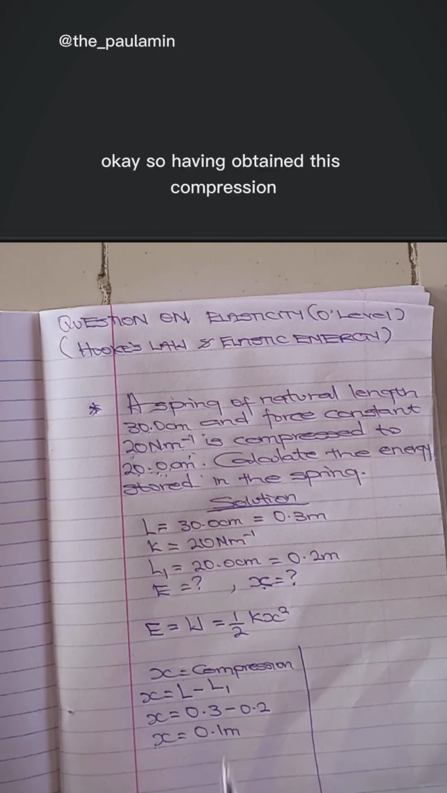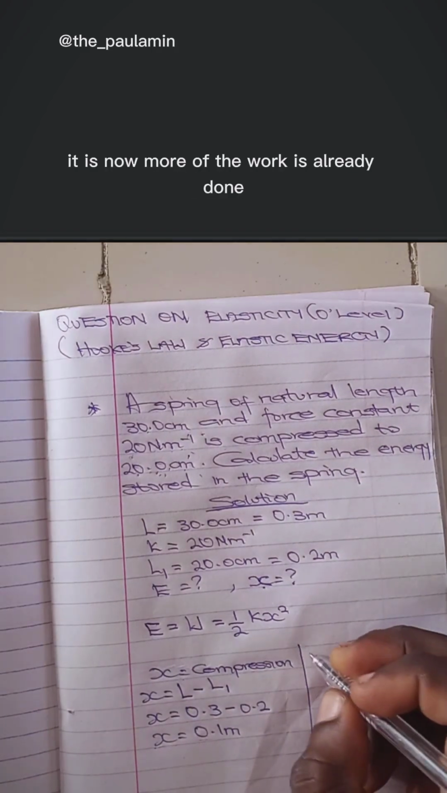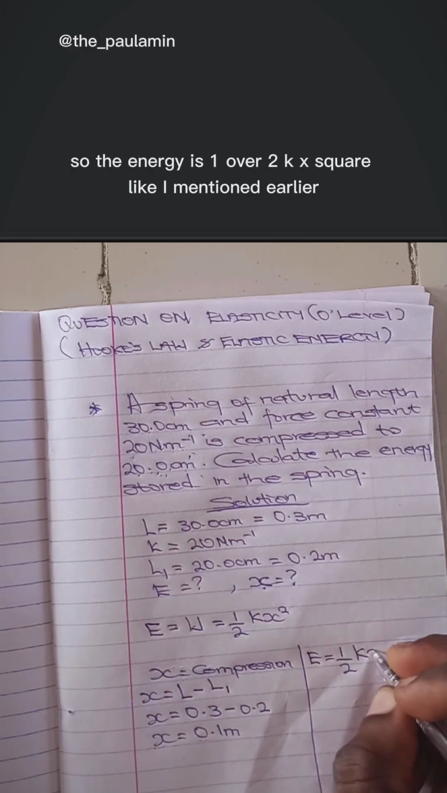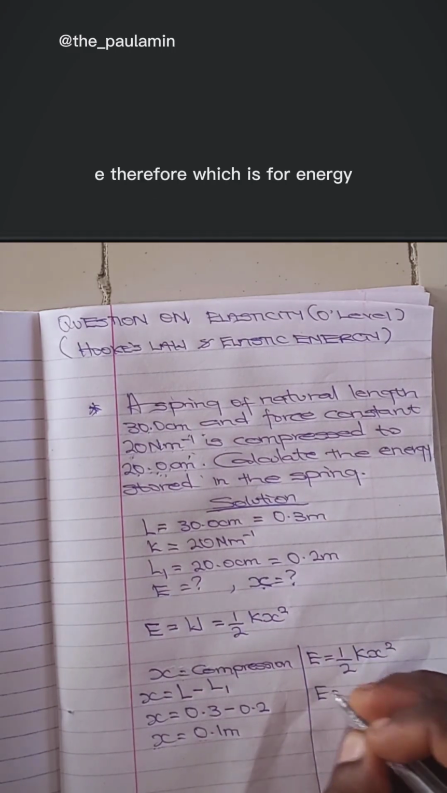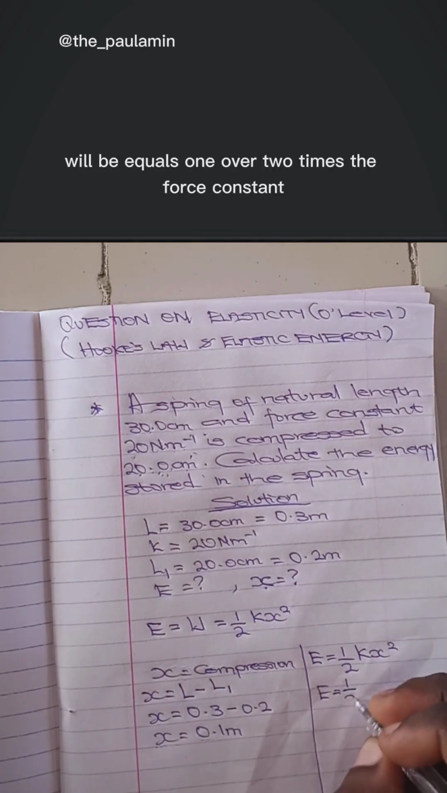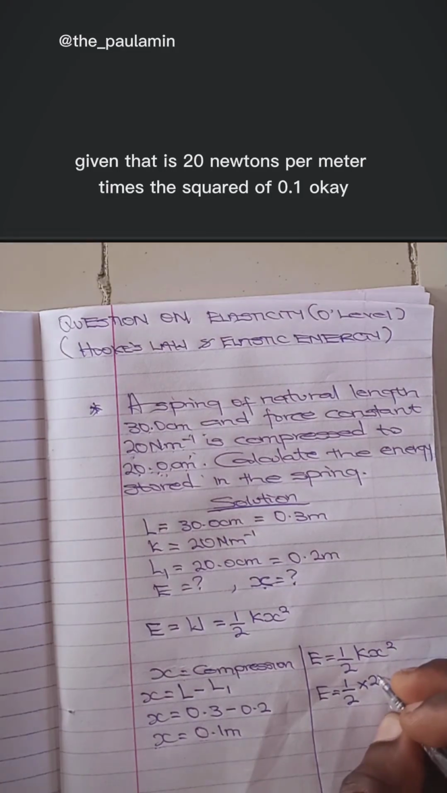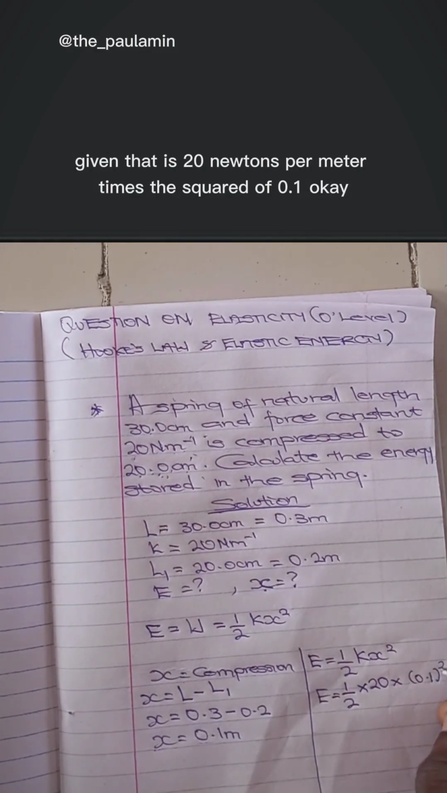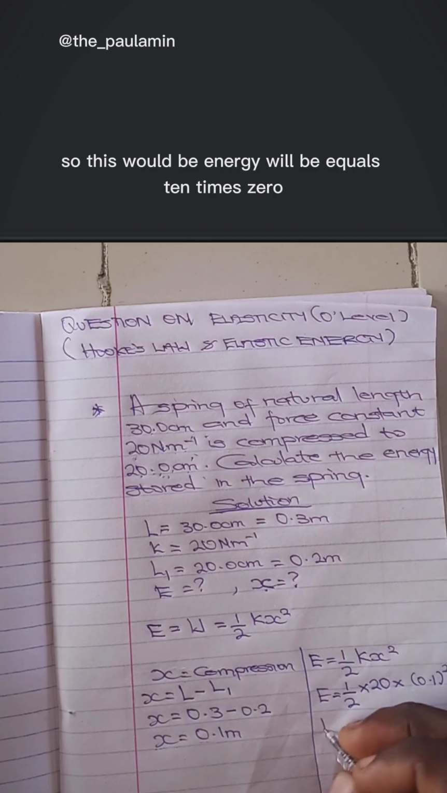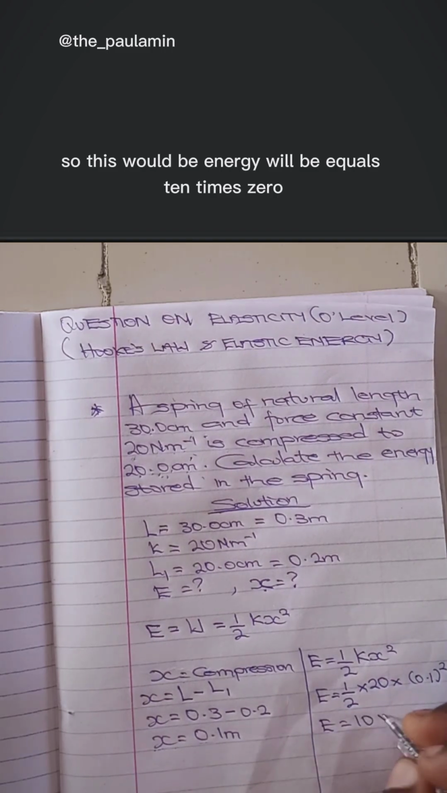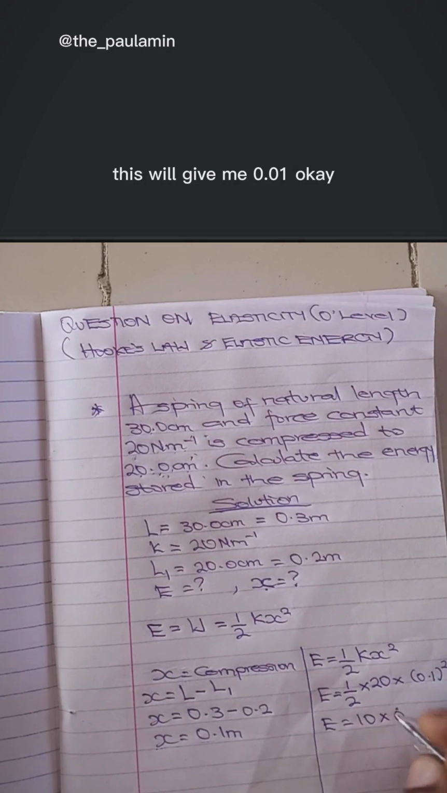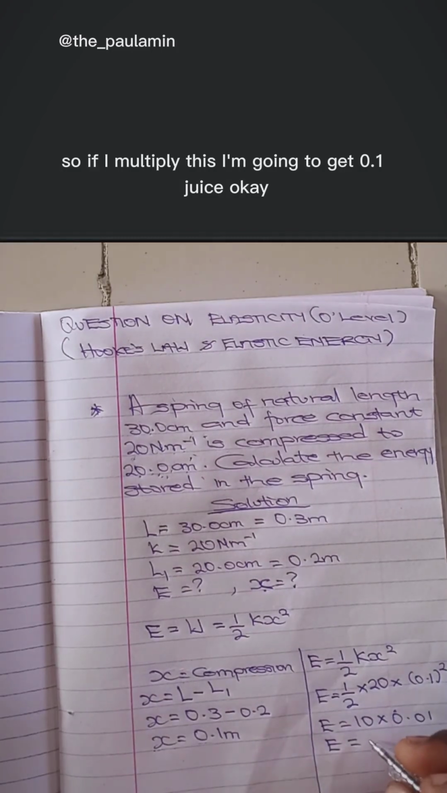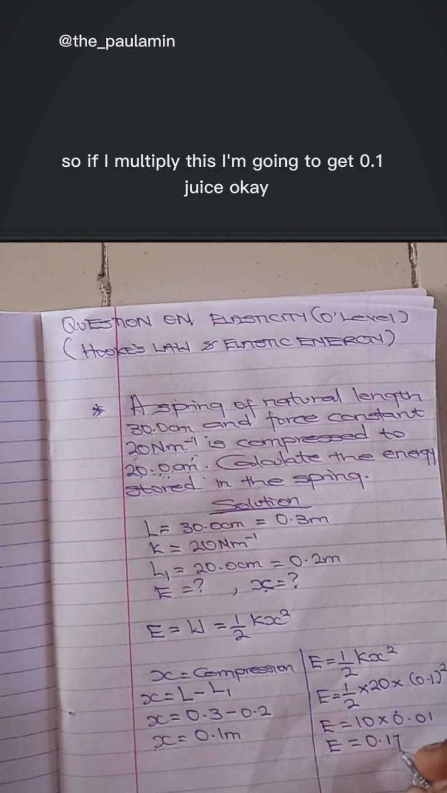Okay, so having obtained this compression, more of the work is already done. So the energy is 1/2 kx squared, like I mentioned earlier. E, therefore, which is for energy, will be equal to 1/2 times the force constant given, that is 20 newtons per meter, times the square of 0.1. Okay, so this would be energy equals 10 times 0.01. Okay, so if I multiply this, I'm going to get 0.1 joules.